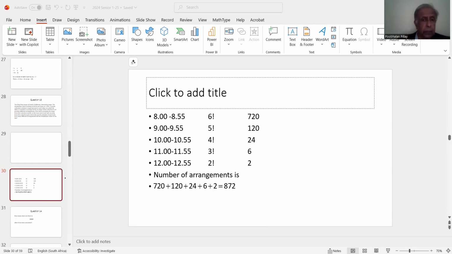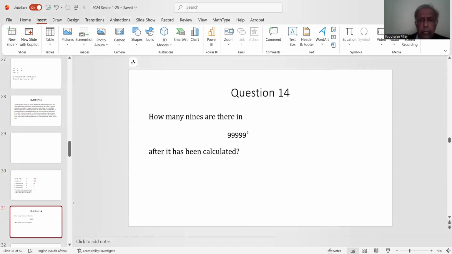Let's go down to question 14. Question 14 says the following. How many nines are there in 99,999 squared? Now you can multiply this number by itself. It'll take a long time. There's a good chance to make an error because there are so many calculations to be made.